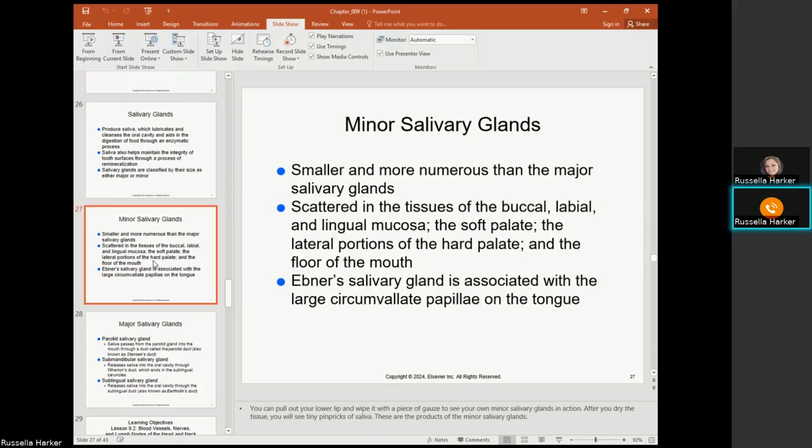Minor salivary glands are smaller and more numerous than the major salivary glands. You're going to find them in the tissues of the buccal, labial, and lingual mucosa, the soft palate, the lateral projections of the hard palate, and the floor of the mouth. Ebner's salivary glands are associated with the large circumvallate papillae on the tongue.